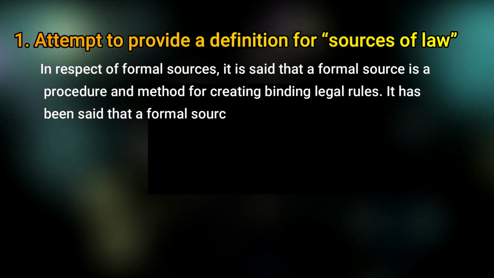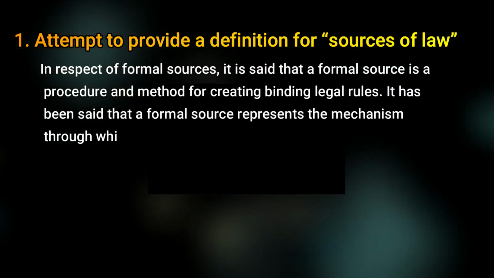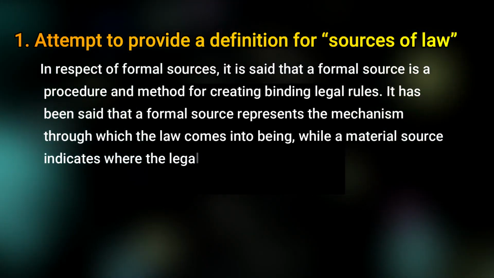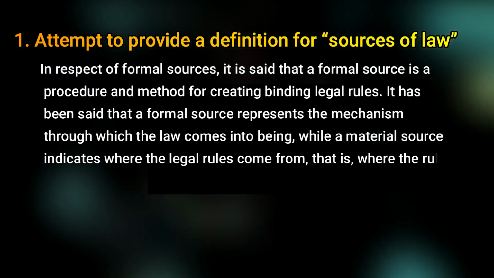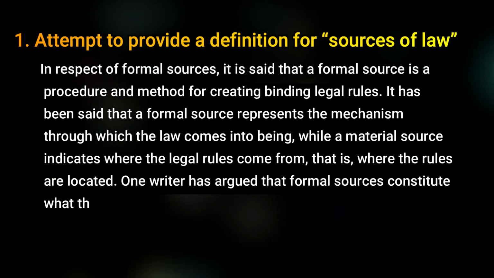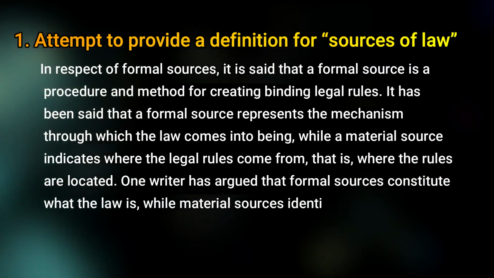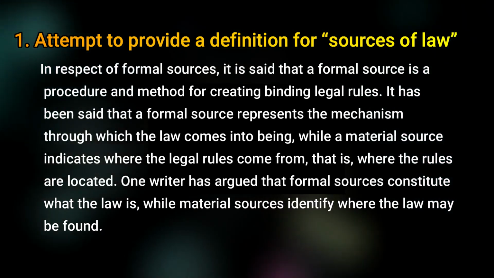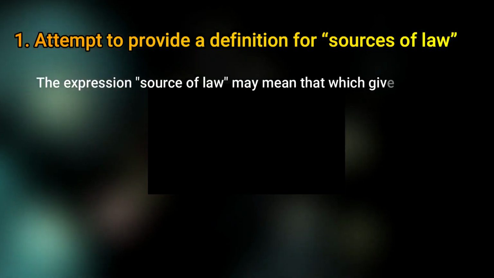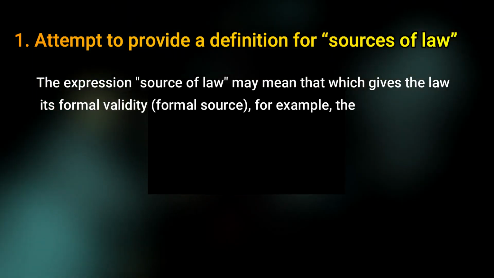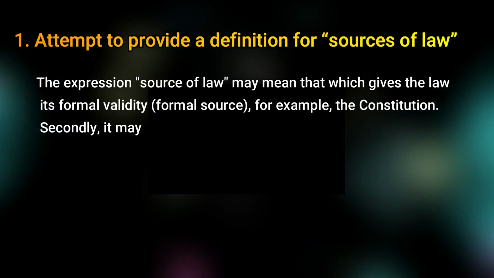It has been said that a formal source represents the mechanism through which the law comes into being, while a material source indicates where the legal rules come from, that is, where the rules are located. One writer has argued that formal sources constitute what the law is, while material sources identify where the law may be found. The expression source of law may mean that which gives the law its formal validity, that is, formal source, for example, the Constitution.